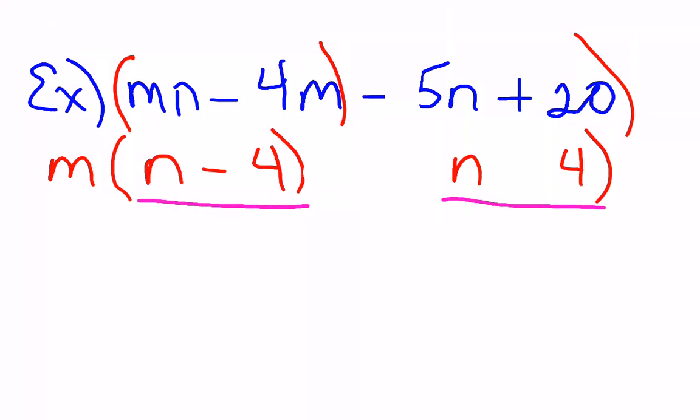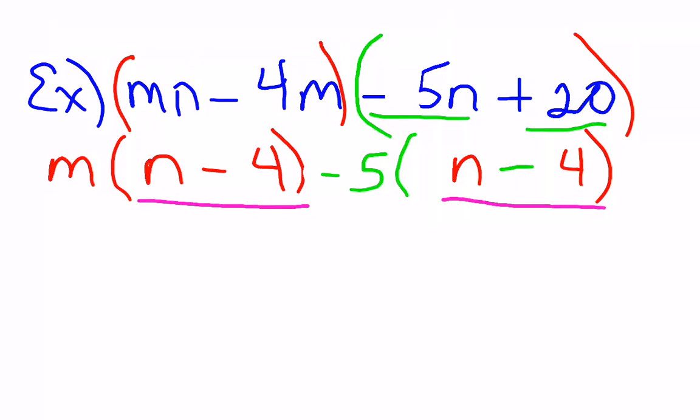Okay, so in this one, I want to group it more like this. I want to take out a negative 5, because if I pull a negative 5 from this term, I'm left with a positive n. But if I pull a negative 5 from this term, it's a negative 4. 20 divided by negative 5 is a negative 4.